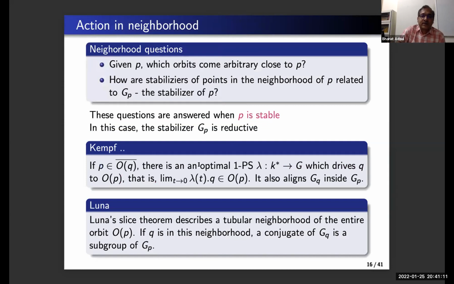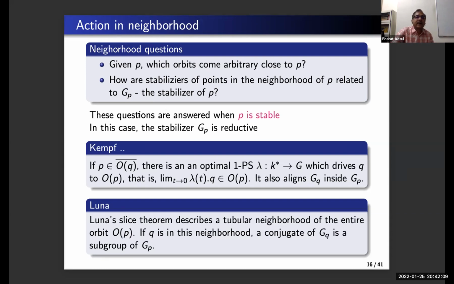Because these are questions about closure, they give rise to what are called neighborhood questions. Given a point P, you would like to know which orbits come arbitrarily close to the point, because then you have a way to say which orbits are likely to close onto the point P or the orbit of P. So this is certainly very important: what sort of orbits are present in the vicinity of the point P? The other question, given the special P's and Q's that arise in algebraic complexity theory and GCT, is how stabilizers of points in the neighborhood of P are related to the stabilizer of P. If I have a point which is nearby P, can I conclude something about the stabilizer of this point near P?